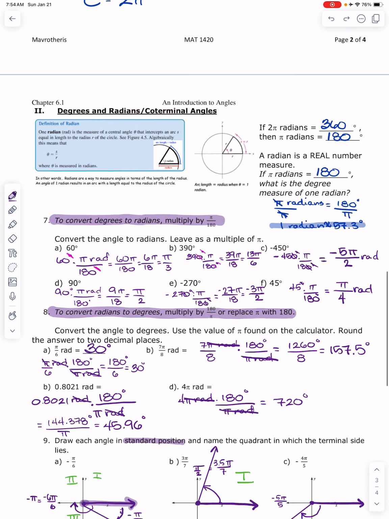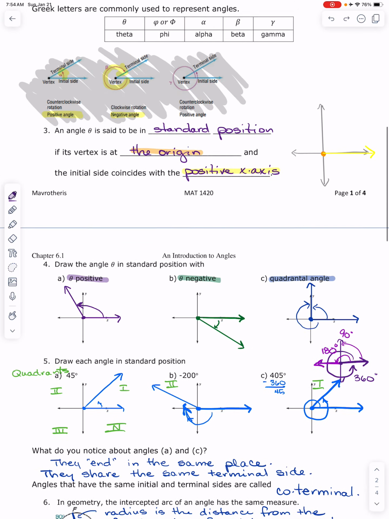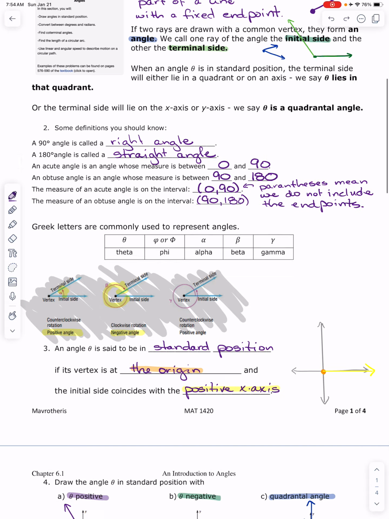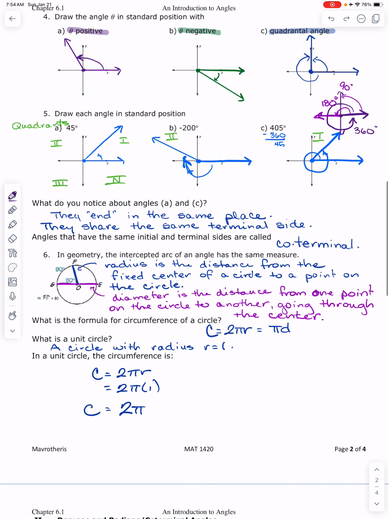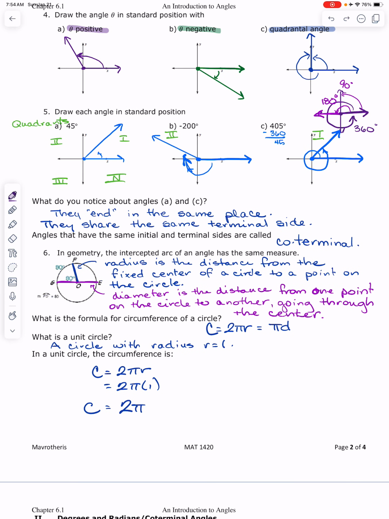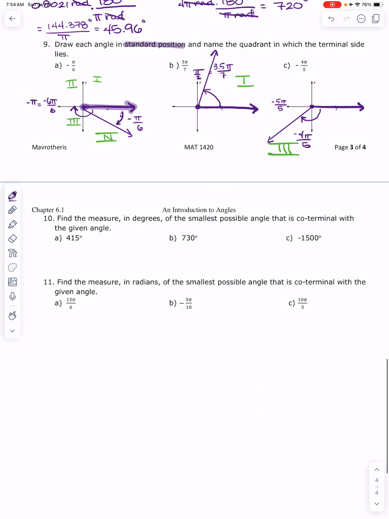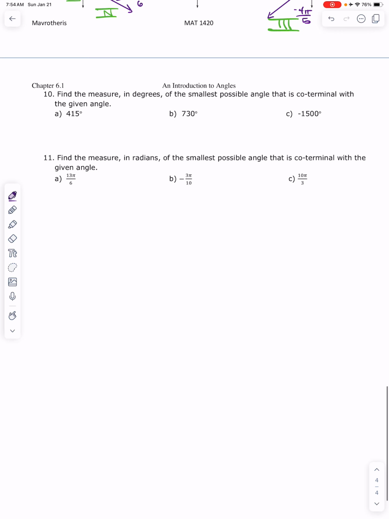We can go back to page 1, page 2, where we defined coterminal angles as angles that have the same initial and terminal side. Means they start in the same place, they end in the same place. Only difference may be how many times they go around.